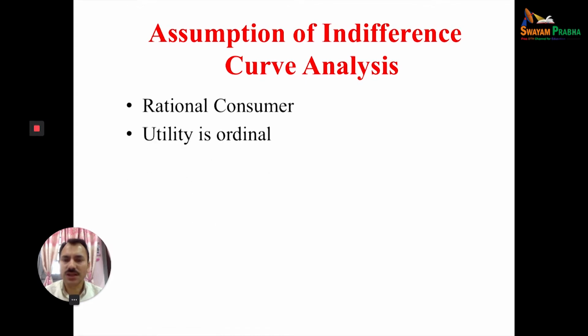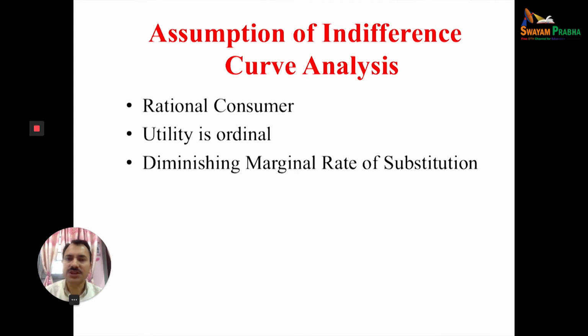Utility is ordinal. It means utility cannot be measured in cardinal numbers, we can just rank the utility. We cannot express the utility in terms of numbers 1, 2, 3. Here we have to assume utility is ordinal. The consumer can rank.